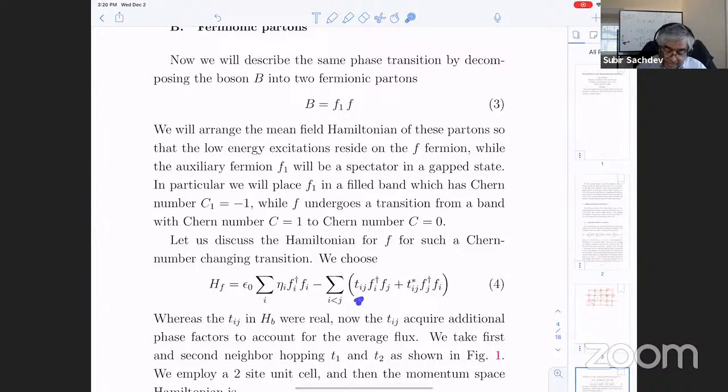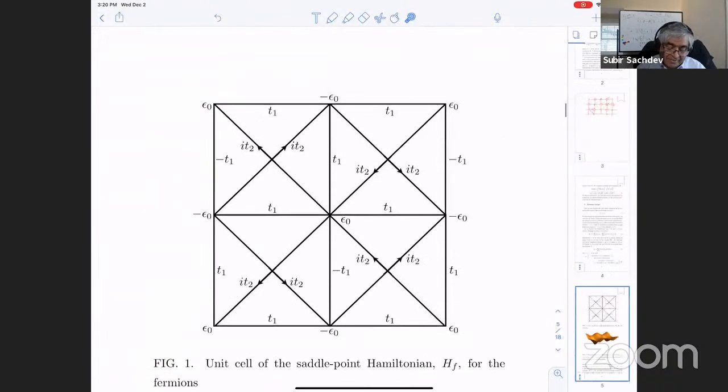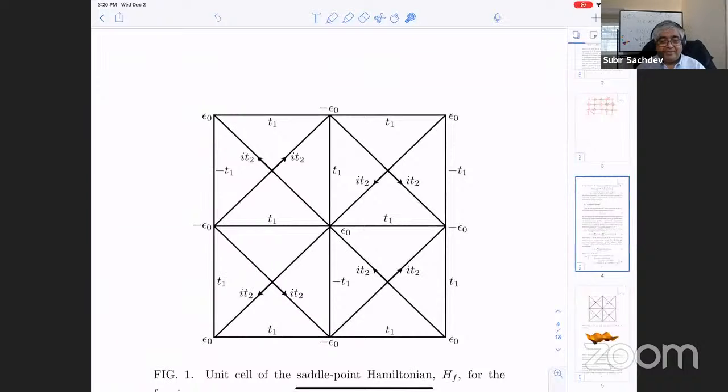Okay, so we take some Tij, and now we just have to manufacture Tij, so that it actually has a Chern number changing transition. None of the other details will matter. So I have given you an explicit Hamiltonian now. This is the Hamiltonian I take. We've seen this when we did the chiral spin liquid, except we didn't have an epsilon naught then. Epsilon naught was 0 for the chiral spin liquid. So we have some nearest neighbor hopping T1 with flux pi/2 for every triangle. And we're going to vary the value of epsilon naught.